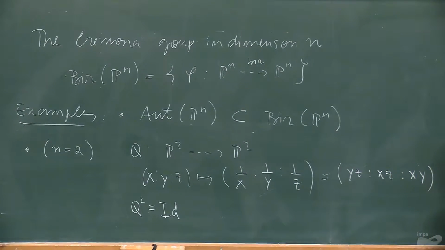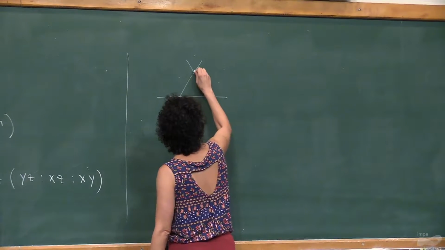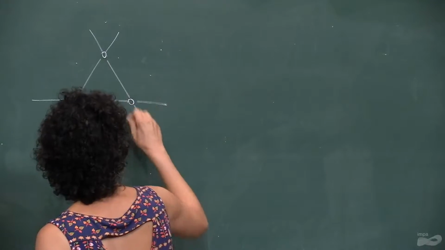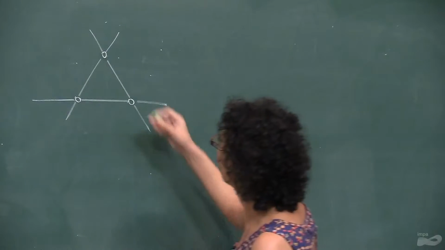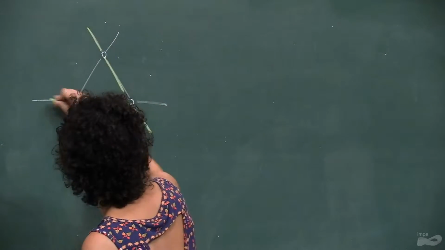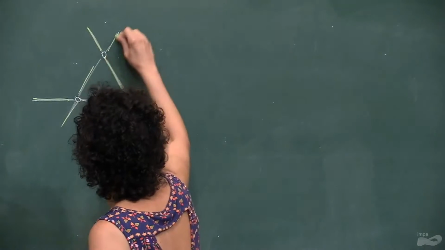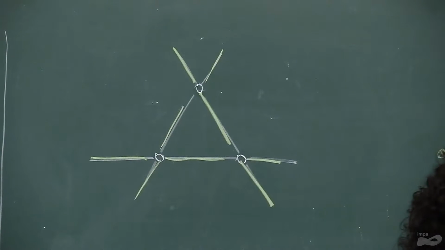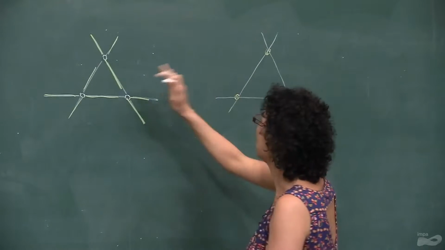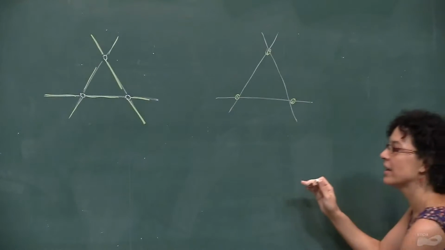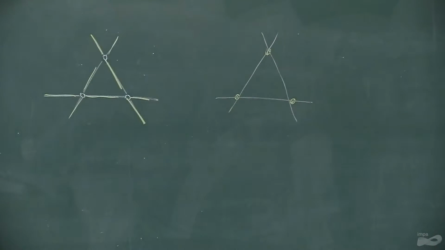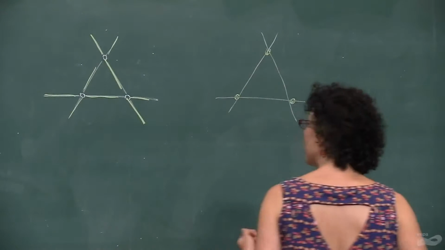So the geometry of this map is the following. It is not defined at the coordinate points. And if you look at the coordinate lines, they are contracted to the coordinate points. And outside these three lines, this is just an isomorphism. So this is what we call the standard Cremona transformation, or the standard quadratic transformation. This is the first non-trivial element of the Cremona group in dimension 2.